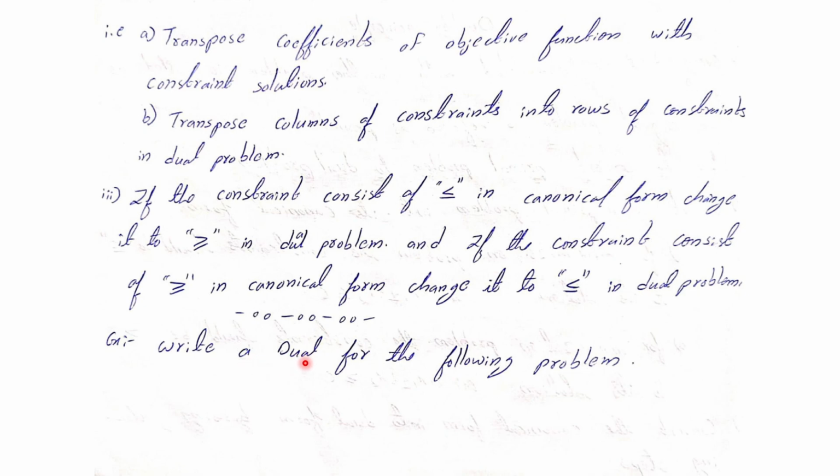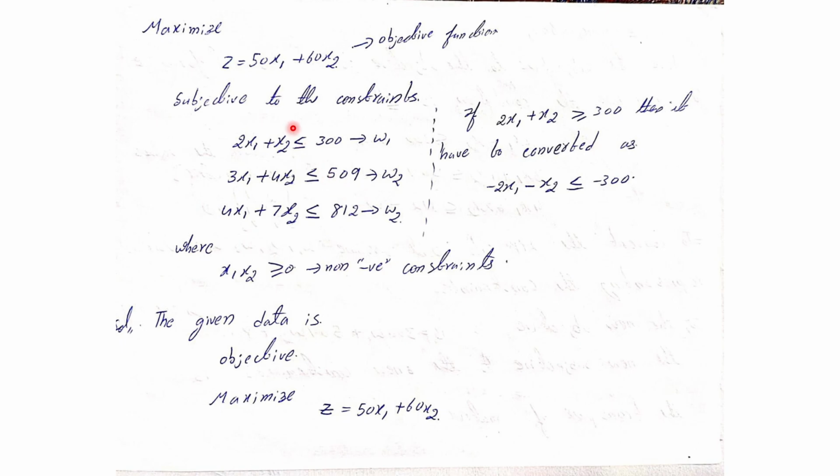The example is: write the dual form for the following problem. Let us consider an example. Maximize the objective function z equals 50x1 plus 60x2, subject to the constraints on x1 and x2: 2x1 plus x2 less than or equal to 300, 3x1 plus 4x2 less than or equal to 509, 4x1 plus 7x2 less than or equal to 812, and x1, x2 are greater than or equal to 0 as they are non-negative constraints.